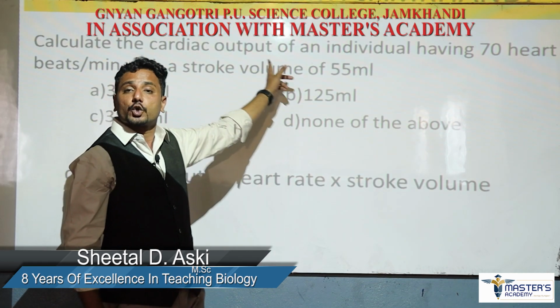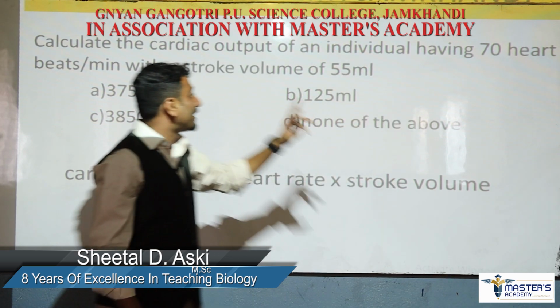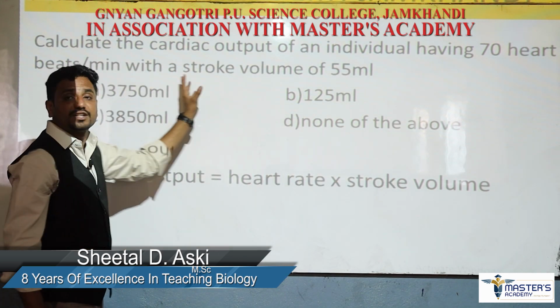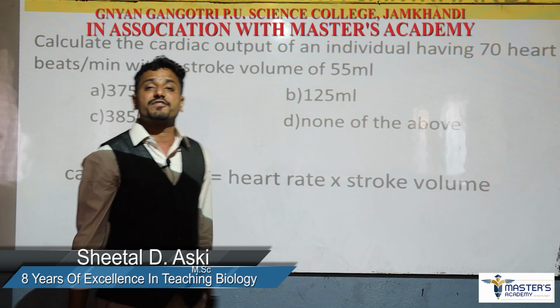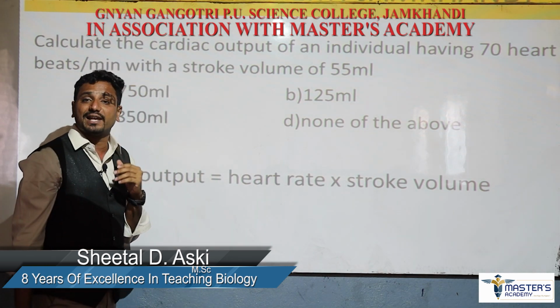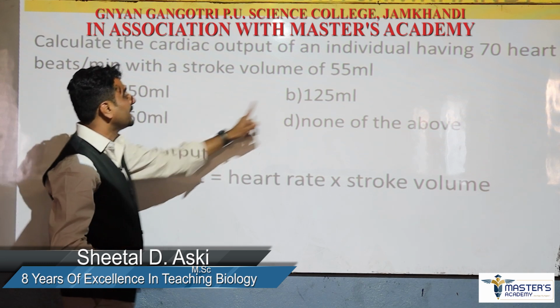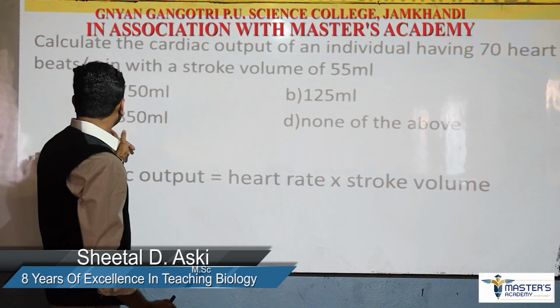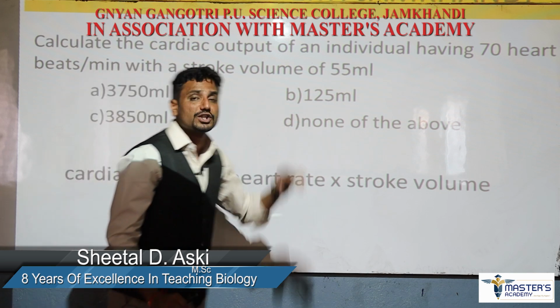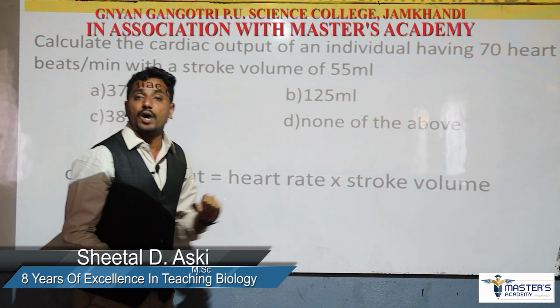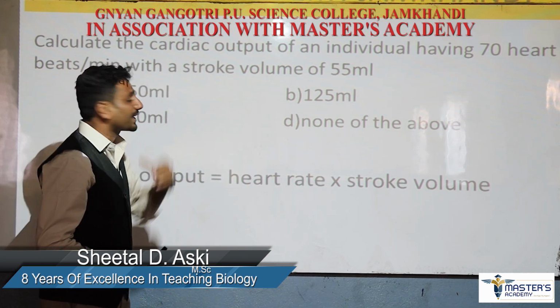Calculate the cardiac output of an individual having 70 heartbeats per minute with a stroke volume of 55 ml. Then how to calculate? We have four options: 3750 ml, 125 ml, 3850 ml and none of the above. Out of these four, how do we choose the correct option?